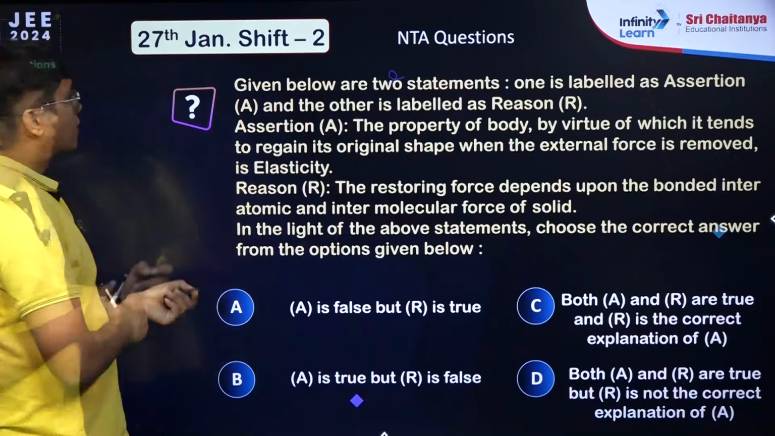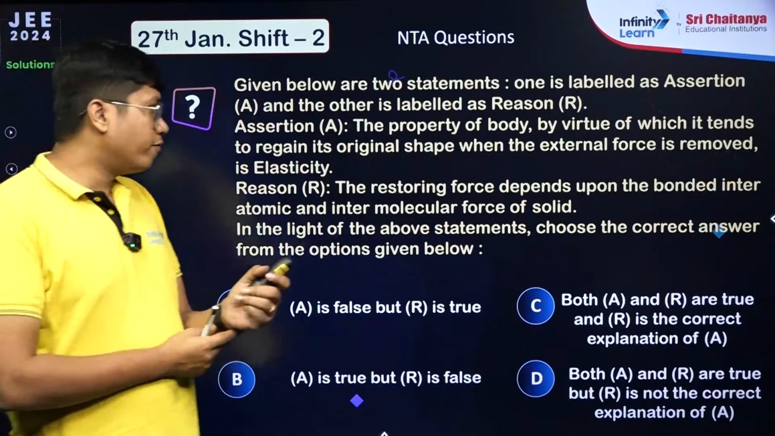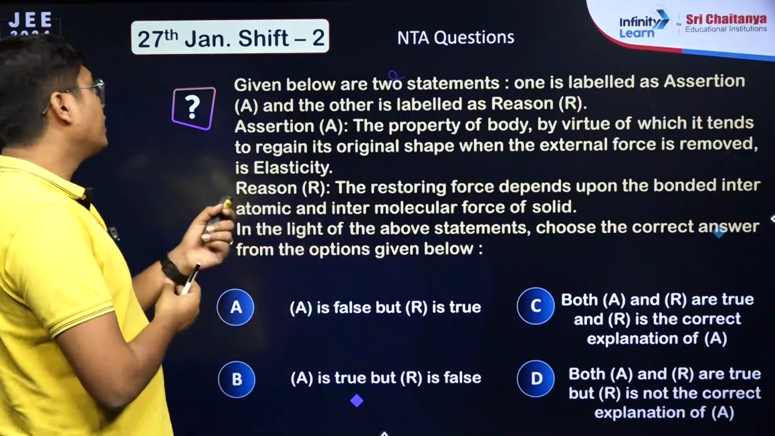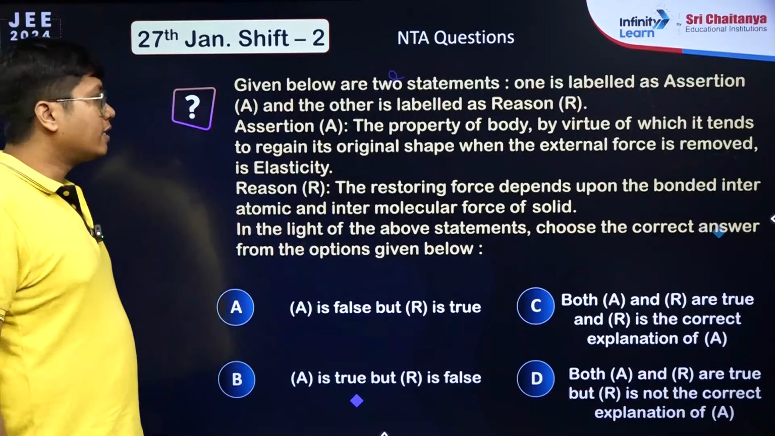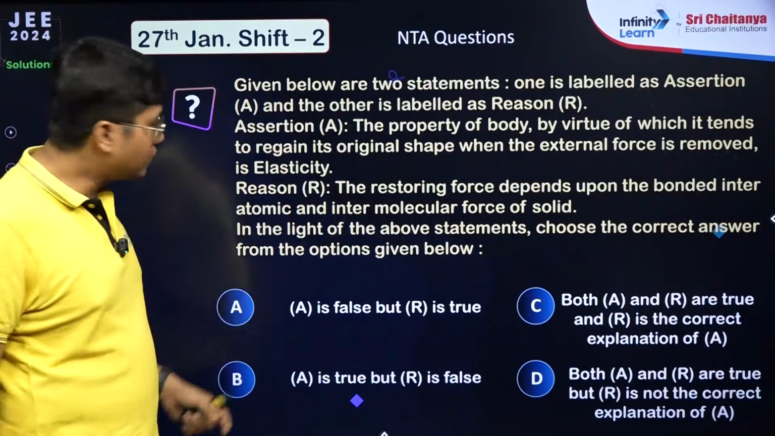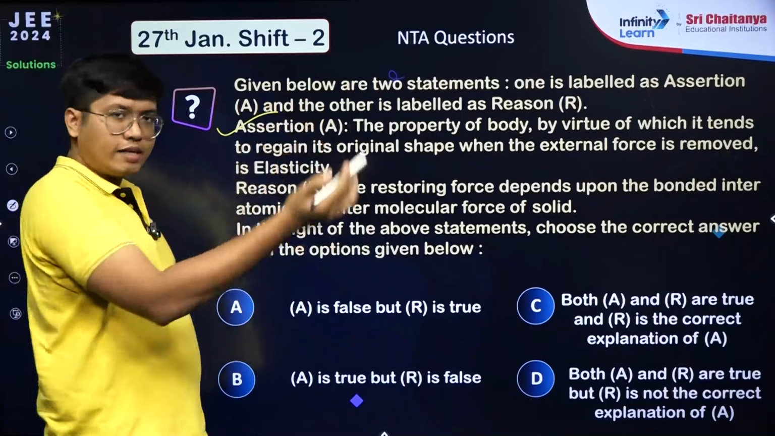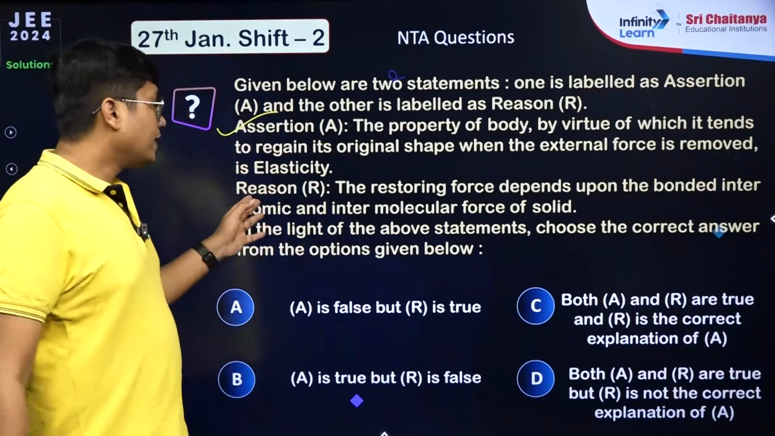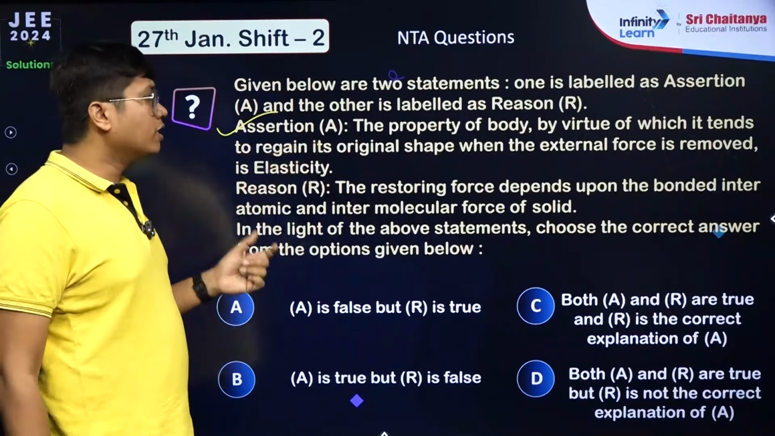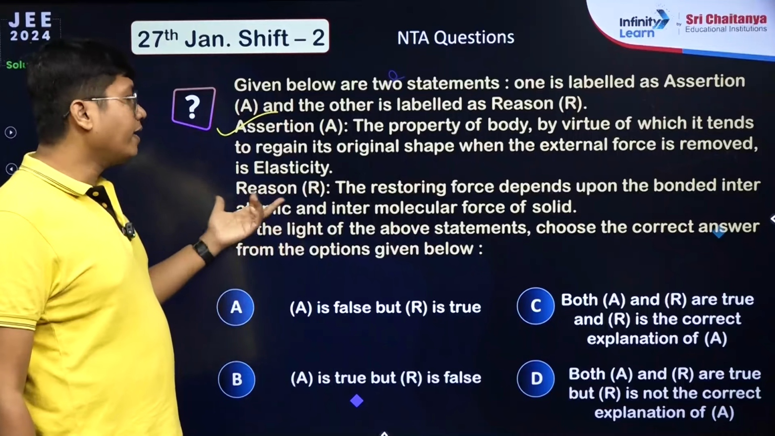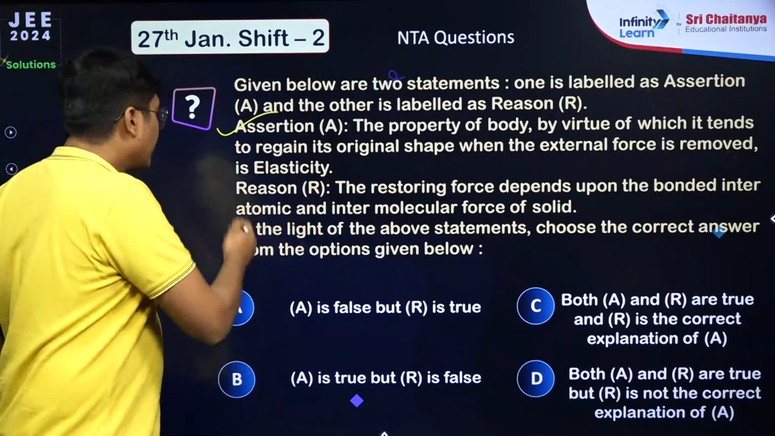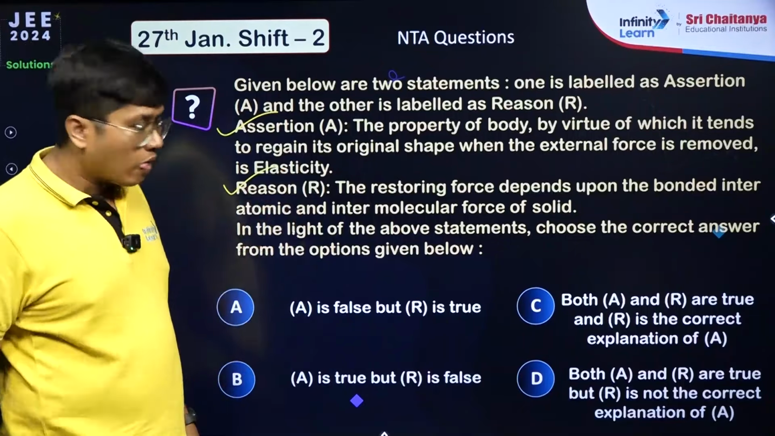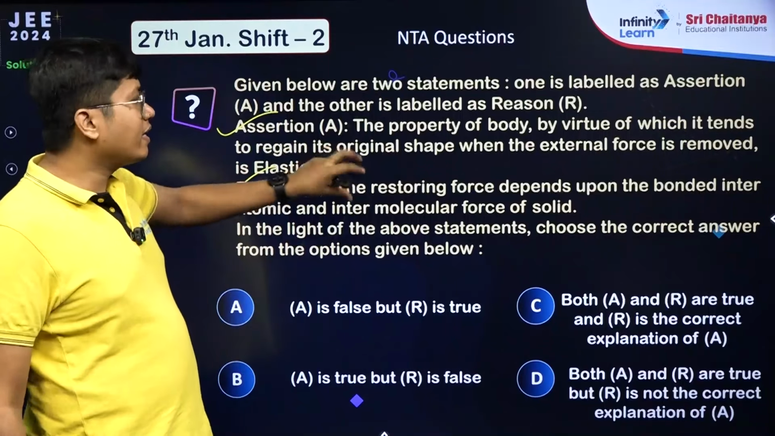Next question says, the assertion: the property of a body by virtue of which it tends to regain its original shape when the external force is removed is elasticity. Yes, that is correct. That is the definition of elasticity. Next, the reason: restoring force depends upon the bonded interatomic and intermolecular forces of the solid. That is also correct. But this is not technically the reason.